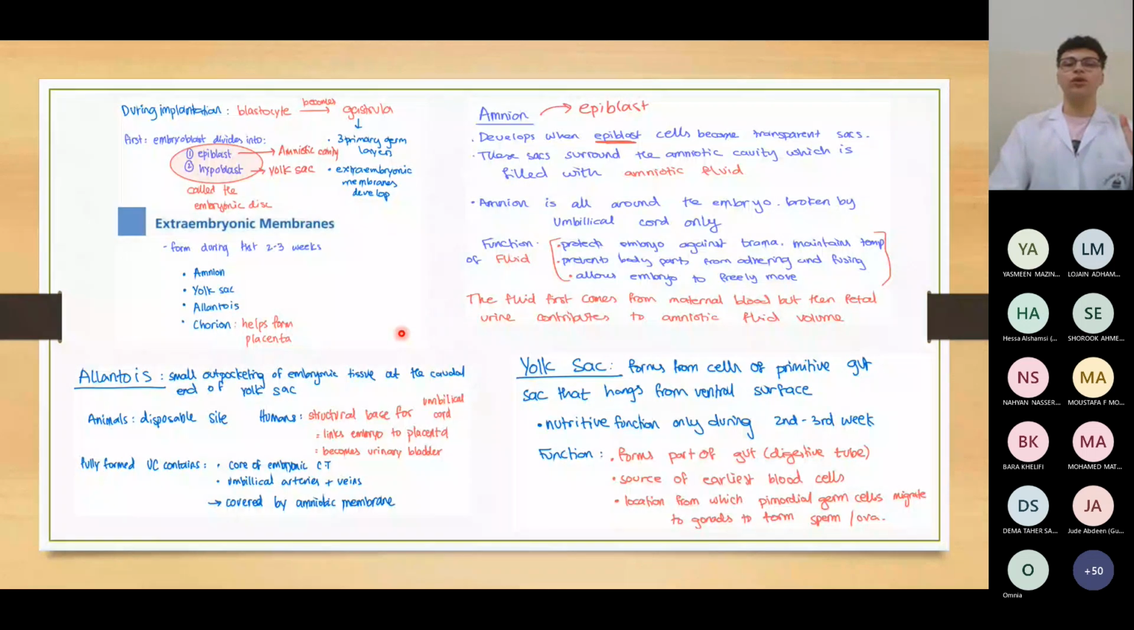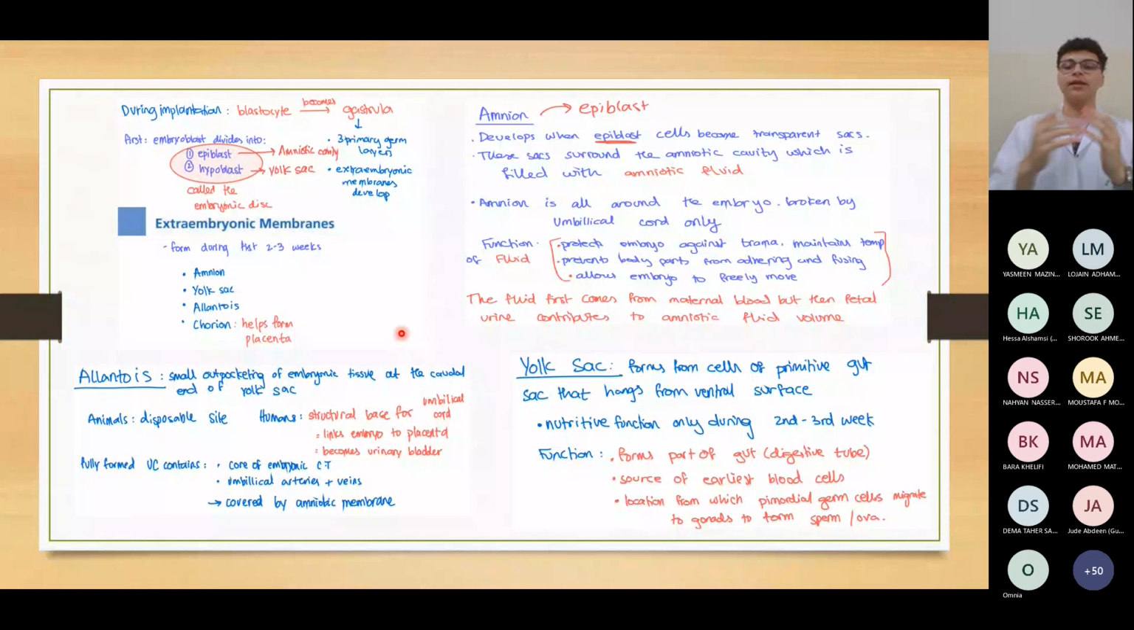Yolk sac in humans, they usually do not really focus on it, yet it has an important function. Yolk sac is mostly in animals that lay eggs. Yolk sac plays a very important role in the nutrition of the animal until it hatches. That's for the yolk sac in animals. In humans, it differs. I'm going to explain and show you a picture. When the fetus is folding, the yolk sac forms part of the digestive tube. That's the main thing I want you to remember: digestive tube.